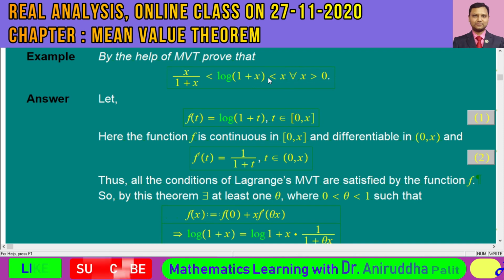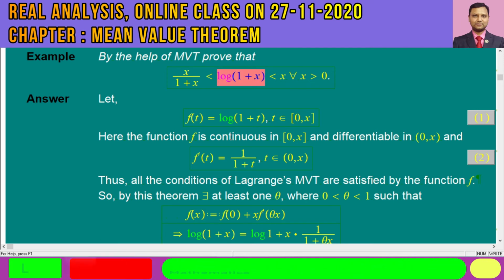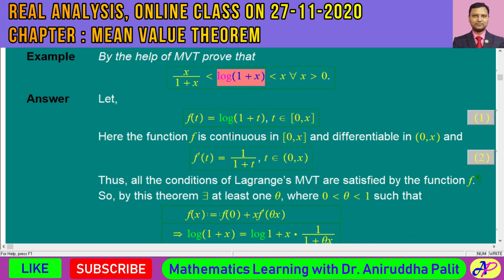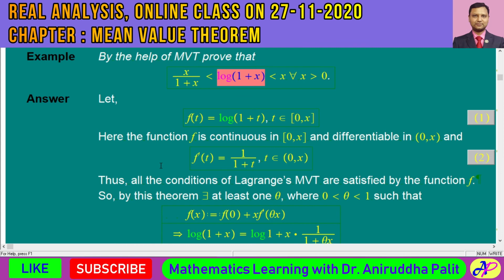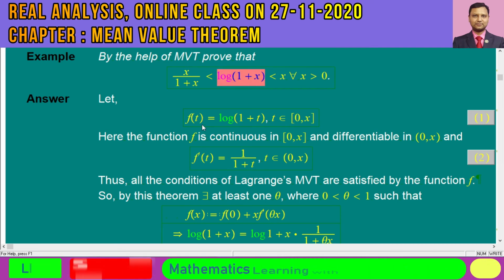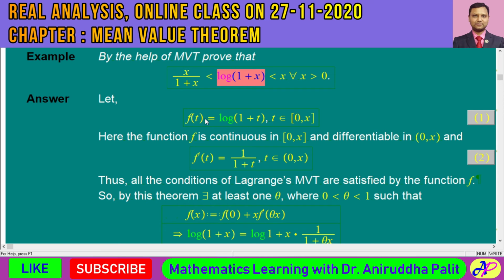And in this kind of result, this is my personal observation: if the middlemost expression is taken as f of x, then it becomes very easy to show this entire inequality. So over here our target is to choose f of x equal to log of 1 plus x.